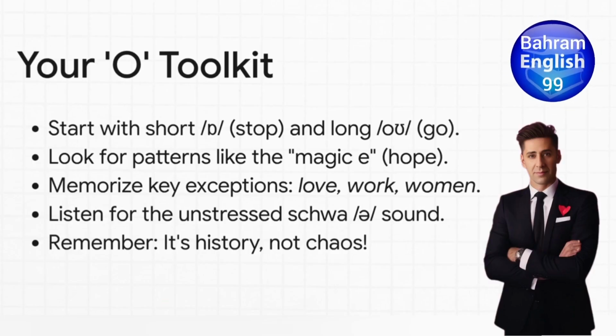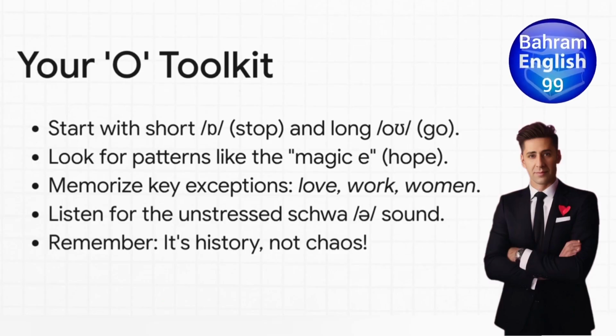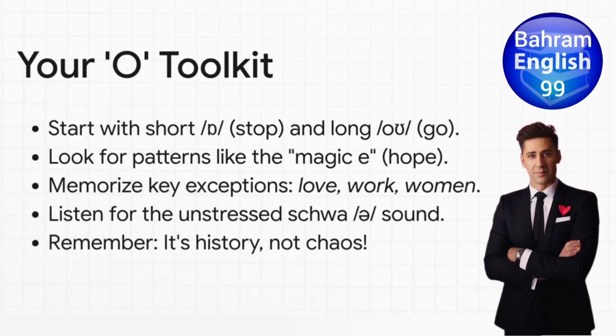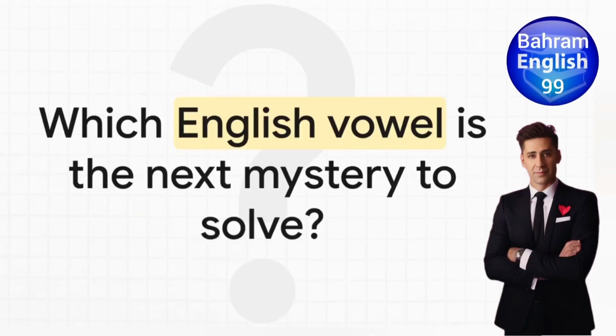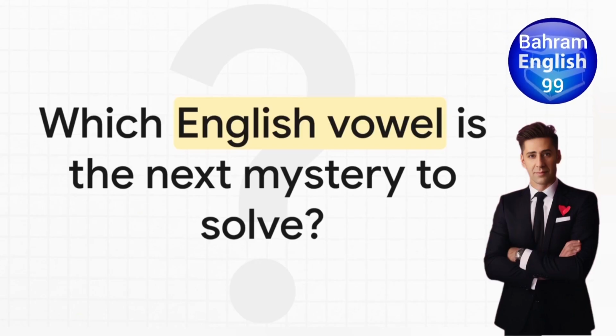And finally, just remember, English pronunciation isn't just random chaos. It's a result of a long and pretty fascinating history. So after diving this deep into the world of O, it really makes you wonder, doesn't it? If just one single vowel can be this complex and this interesting, what other mysteries are hiding in plain sight in the English language?